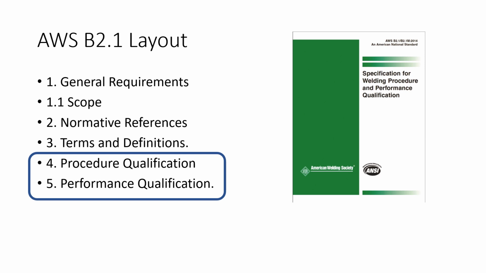There's no fabrication, inspection, any of that other stud welding criteria or whatever that we would see in some of the other AWS codes, like AWS D1.1, D1.2, D1.3, D1.6. Similar layout, but it just stops after Clause 5, performance qualification.